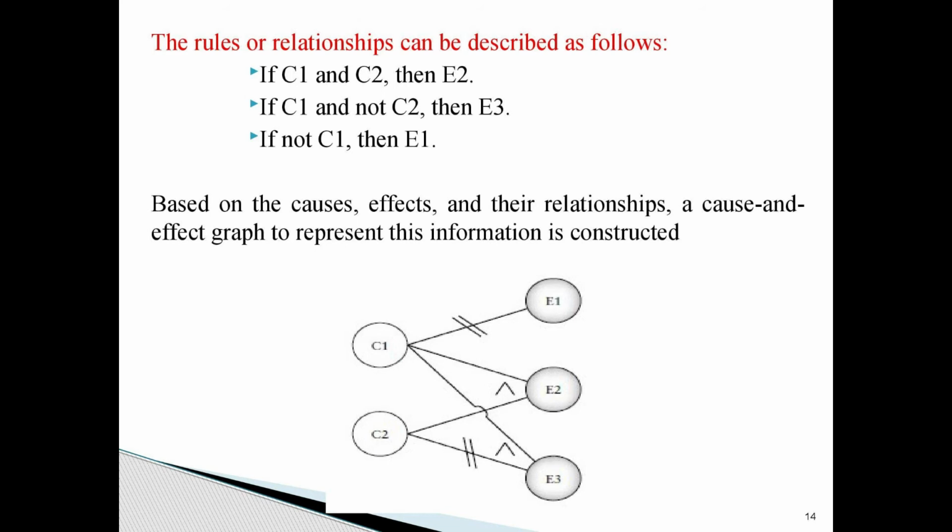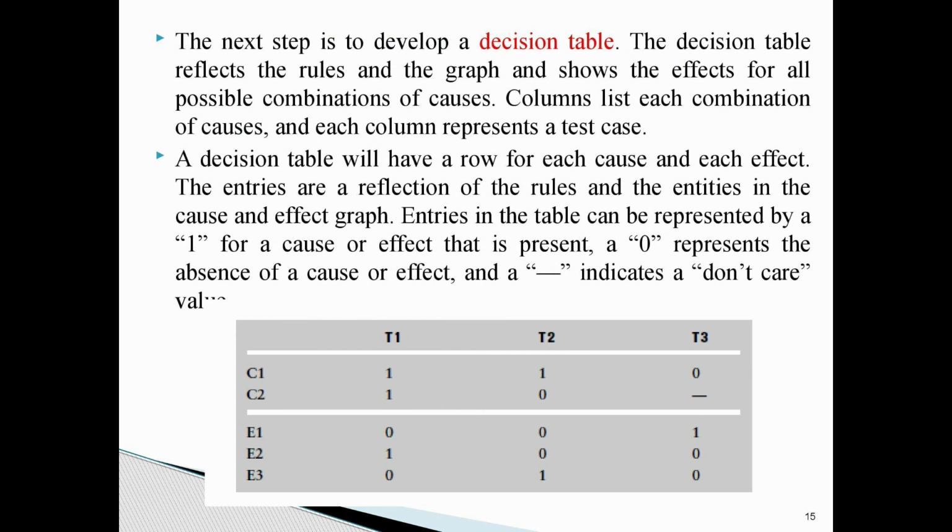Then this diagram should be represented in tabular form. So here, this is nothing but a decision table. In the decision table, causes and effects are present. Then T1, T2 and T3 are present, which are nothing but test cases. Cause C1 and C2 are present, represented with the help of 1, and 0 is nothing but the absence of the cause or effect. Dash is nothing but a don't care condition.